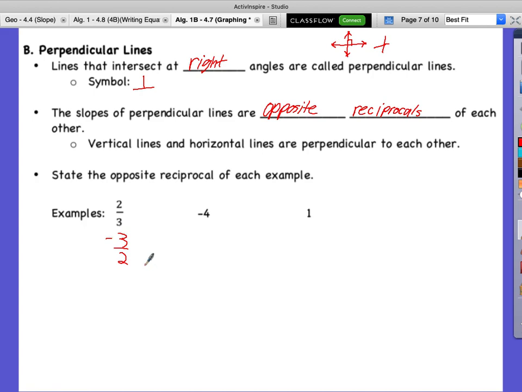Okay. So for 2/3, the opposite reciprocal would be -3/2. We made it opposite. Instead of positive, it's now negative. On the next one, what's -4 secretly over? 1. Okay, so -4 over 1. Opposite makes it positive 4 over 1, and we flip it. So it's positive what over what? 1/4.